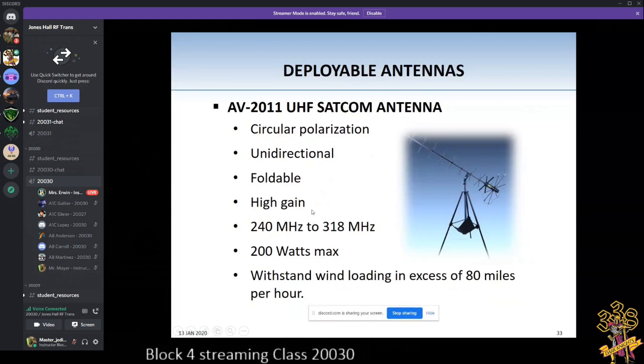Operates from 240 megahertz to 318 megahertz. I also say it withstands wind loading in excess of 80 miles per hour. I suppose if you went out there and you put sandbags on the legs, sandbags here in the middle, that it would probably withstand 80 mile per hour winds.